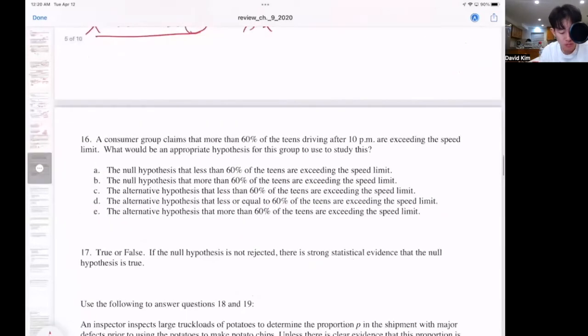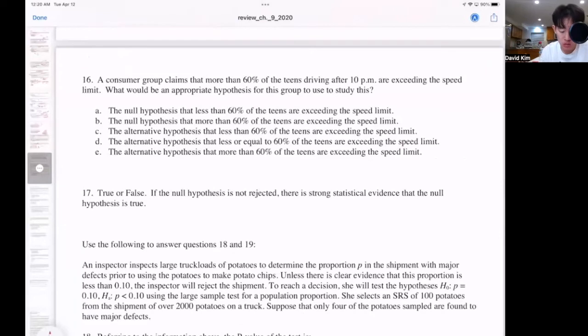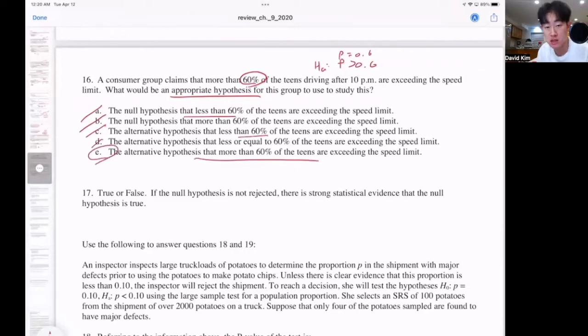Good. Number 16, a consumer group claims that more than 60%. So that means that the alternative hypothesis here would be p is greater than 0.6. What would be an appropriate hypothesis for this group to study this? The null hypothesis is that p is equal to 0.6. So we're not talking about anything less or more. The alternative hypothesis is that less than, nope, less than or equal to, nope, it's going to be more than 60% of the teens are exceeding the limit. So 16 should be E.